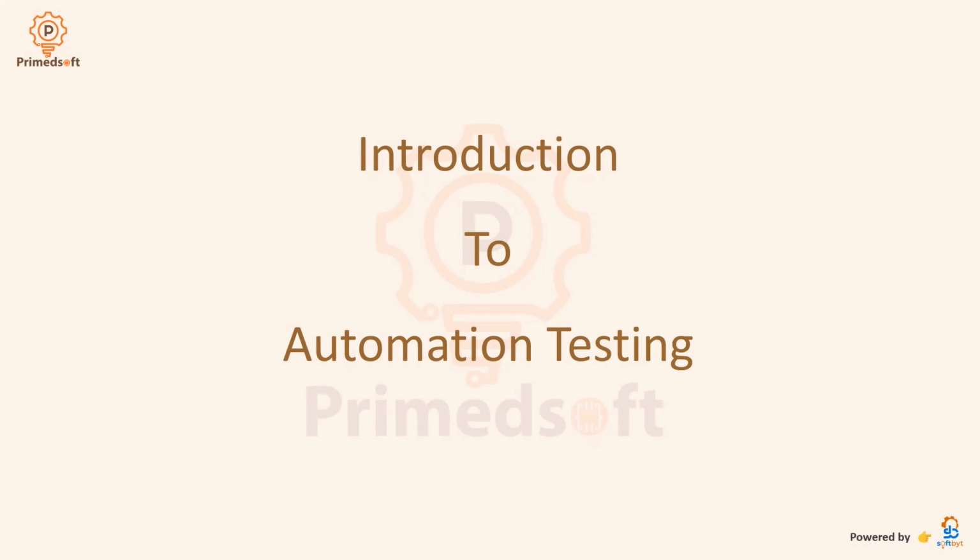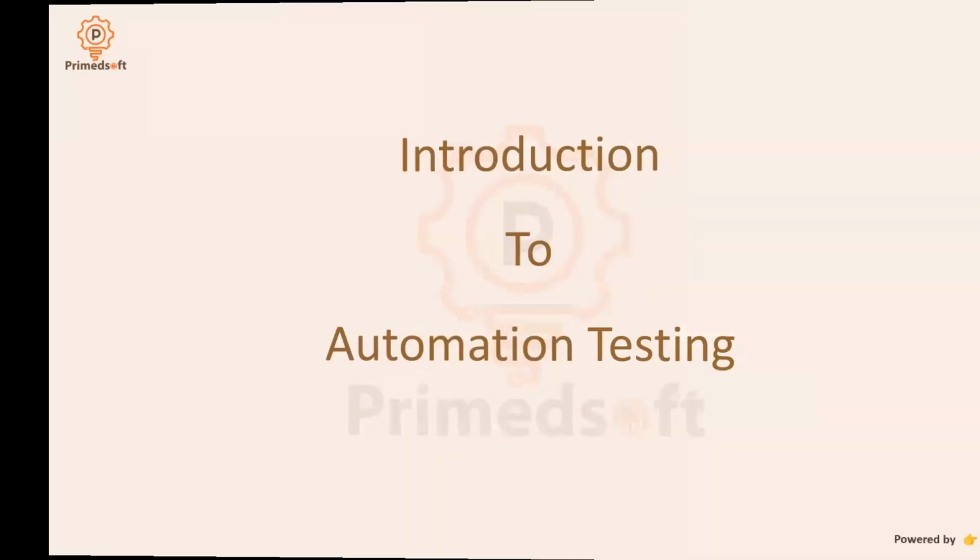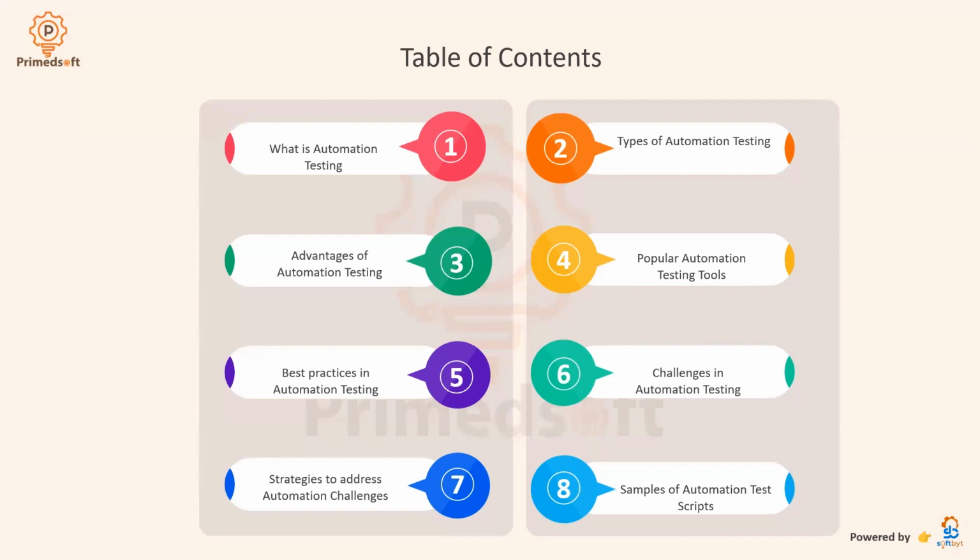Let's look at the table of contents, and from there, we can progress. So in the table of contents, we'll be looking into what automation testing is, the types of automation testing, the advantages, popular automation testing tools, best practices in automation testing, the challenges of automation testing, and strategies to address automation testing challenges. And then I will show you a sample of automation testing scripts.